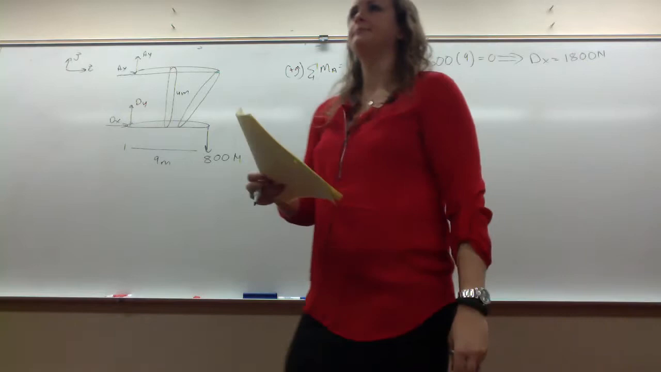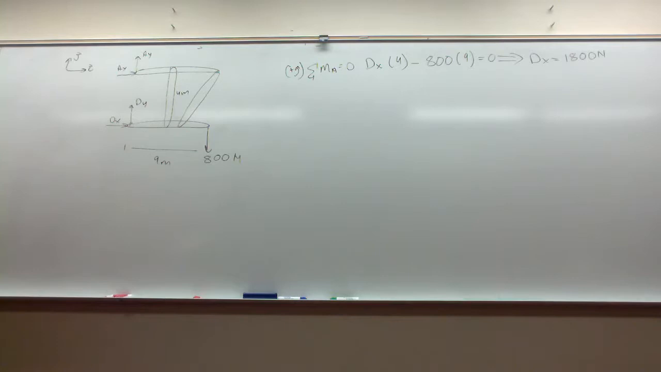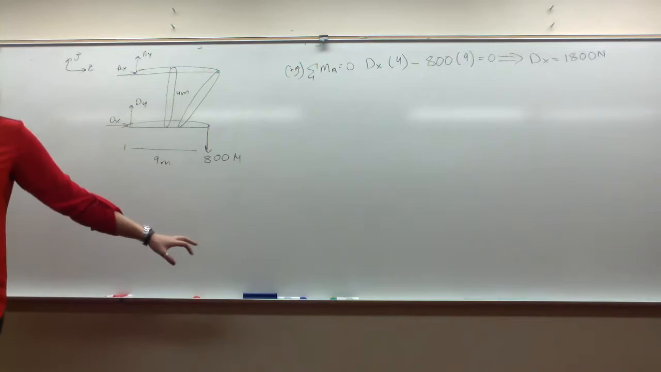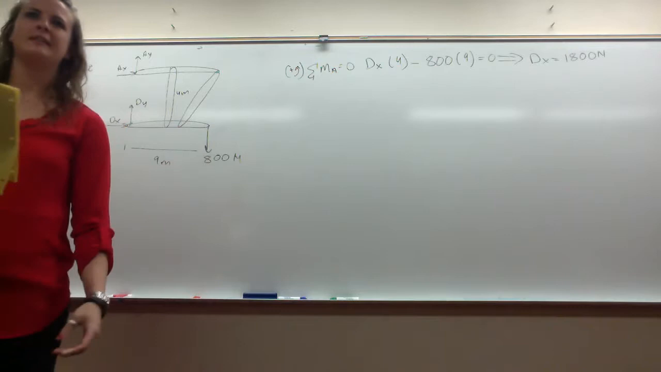Did I solve it wrong? 1800? Yeah, it's 1800. DX times 4 instead of times 9. That's what you wrote. Did I say 800? Yeah, sorry. DX is 1800. My fault. Always make sure you guys are always checking my math.